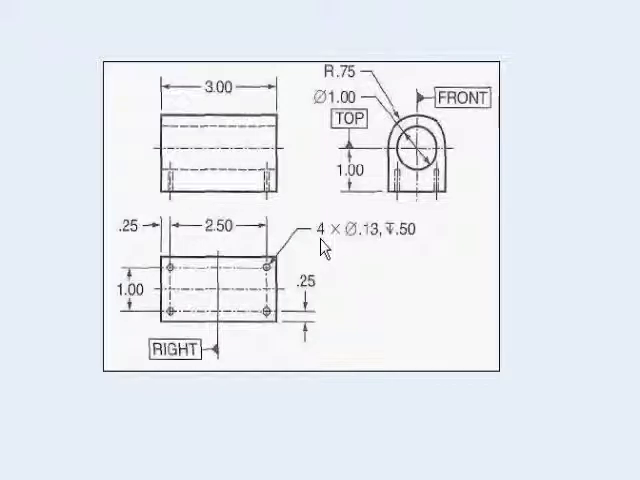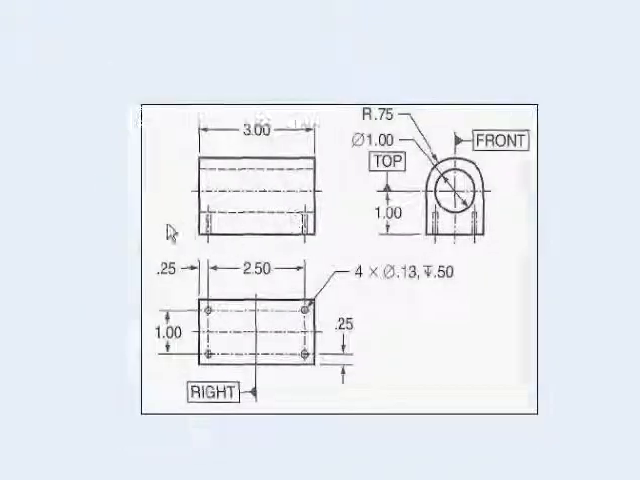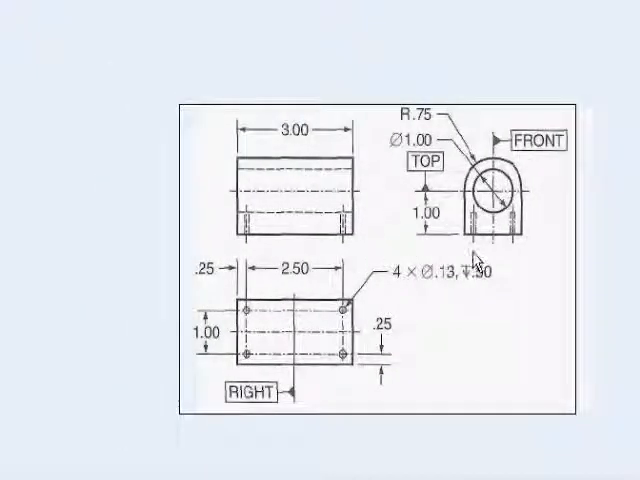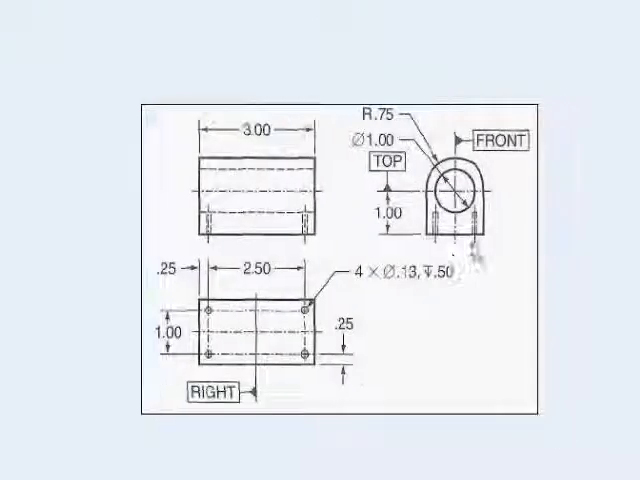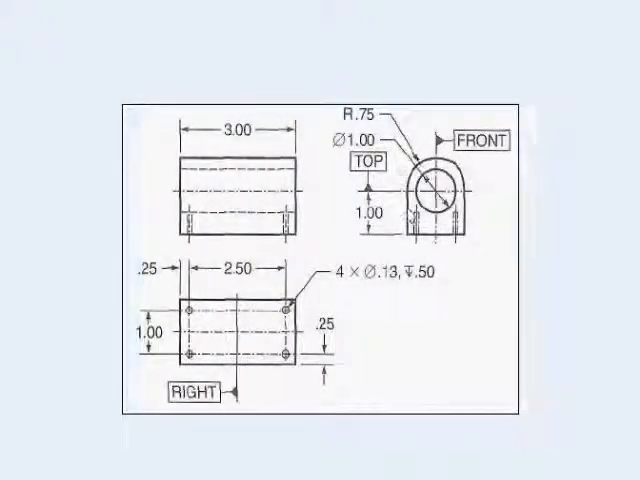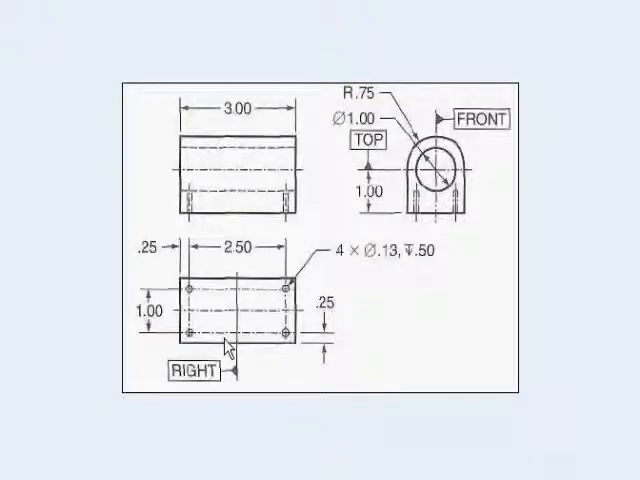Okay, in this tutorial I'm going to model this part. This part is known, in our device, as the cylinder. First I'm going to draw the cross section of this cylinder and then extrude it for the length of 3 inches, and after that I'm going to place the 4 holes at the bottom.